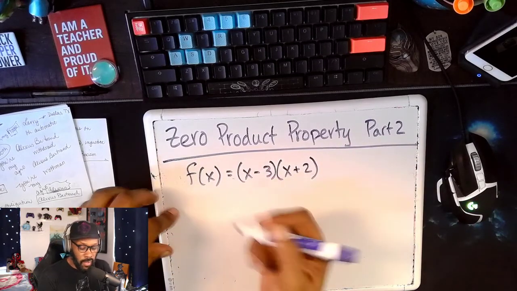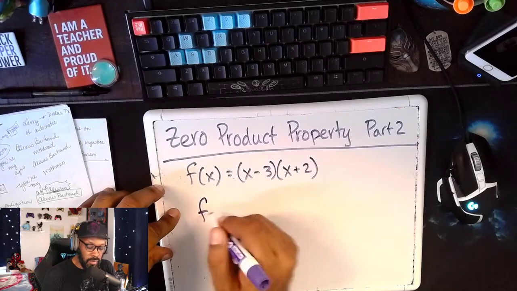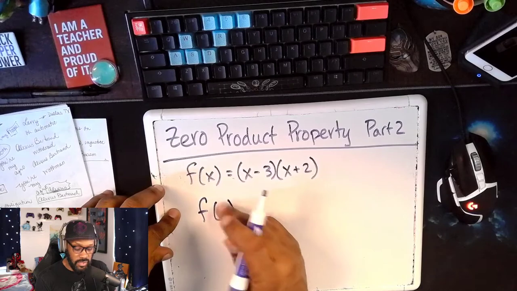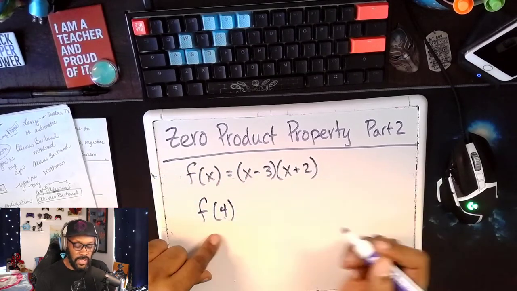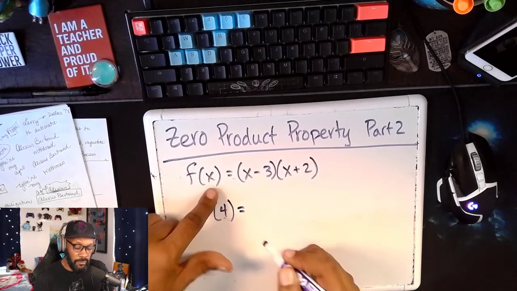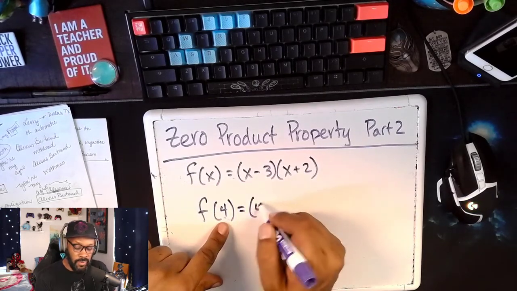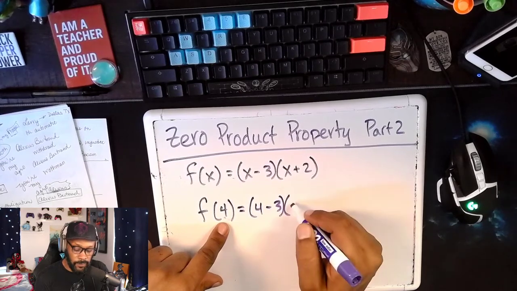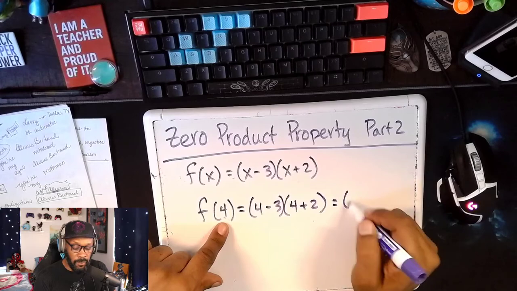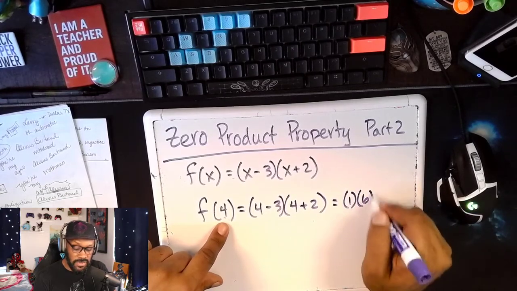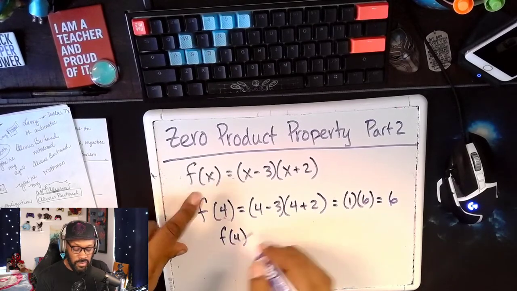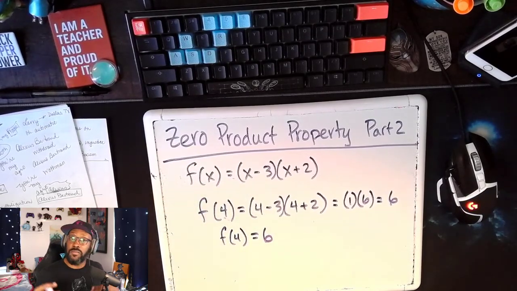Let's go with f of 4. What am I saying when I say f of 4? When I say f of 4, I'm replacing x with 4, and therefore I'm just evaluating, reminding us of something that we did in a unit prior to this. And then you would get 6, and then your answer would be 6. So when f of 4 to this equation, the answer is 6.